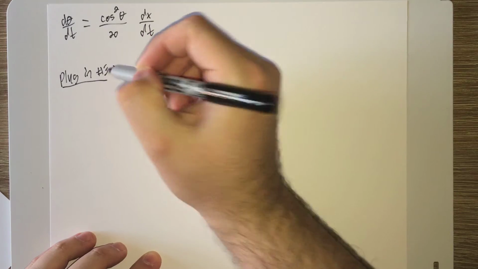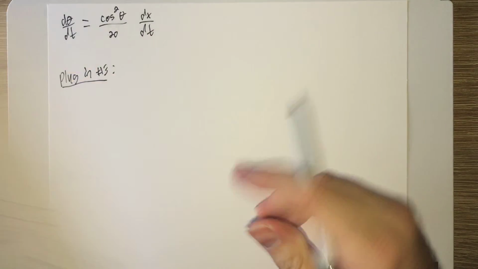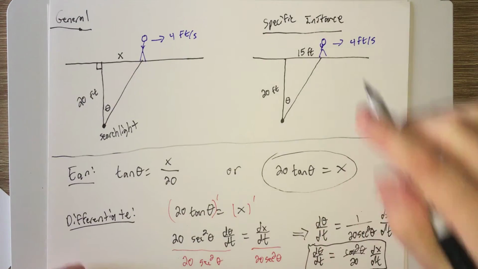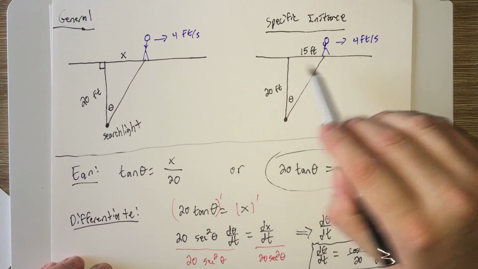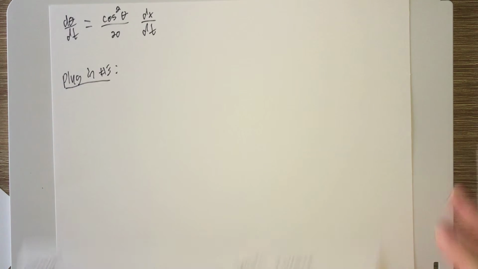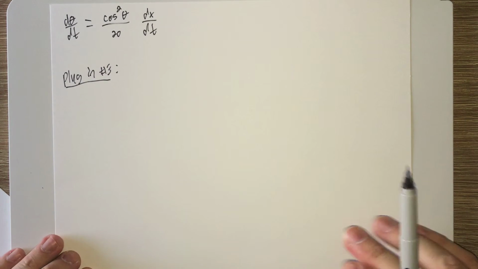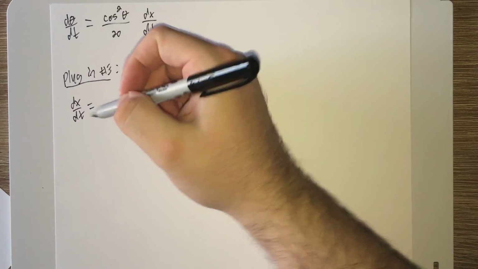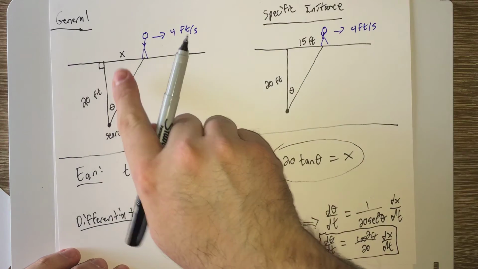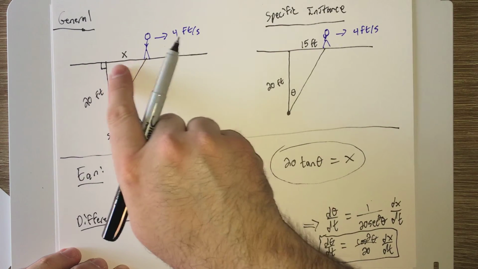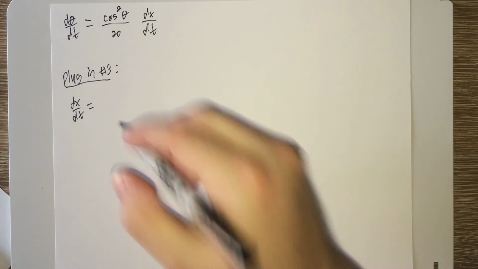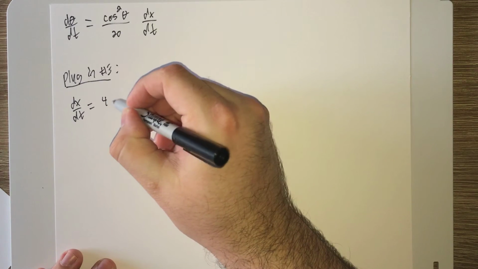Okay, but what numbers are we going to plug in? Well, let's look at our specific instance now. They want us to find d theta dt at a specific moment, at this moment. So at this moment, we know that x is 15. But there's no x in the formula, so we're not going to be plugging in x anywhere. Well, let's see what numbers we do have. We do have dx dt. Remember what dx dt is? That's the speed of the guy. x is the position of the guy. The derivative of the position is the speed or the velocity, so that's dx dt right there. So we have dx dt is 4 feet per second.